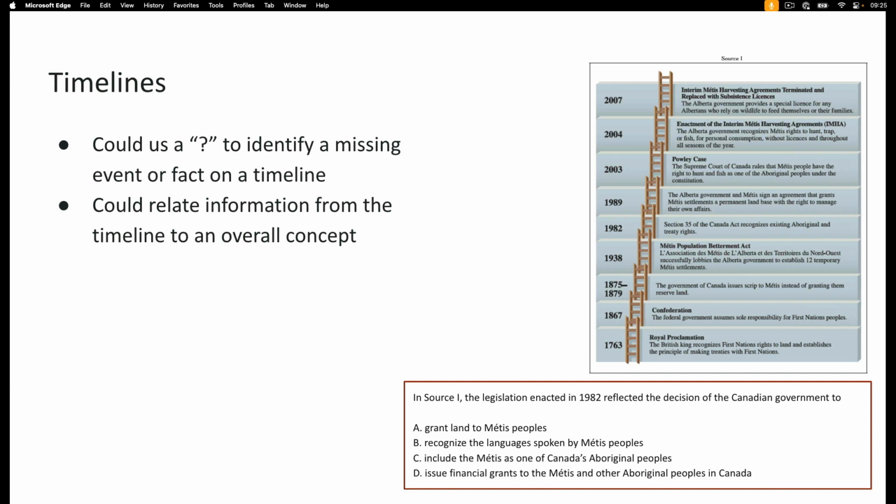Timelines are a popular one as well. Oftentimes, this will be a knowledge-based question. There'll be a question mark. You'll have to identify the missing event that is there or a fact that's there. It could relate to information that deals with an overall concept of the sources. Compare them to the different sources, and you should see something that matches up.